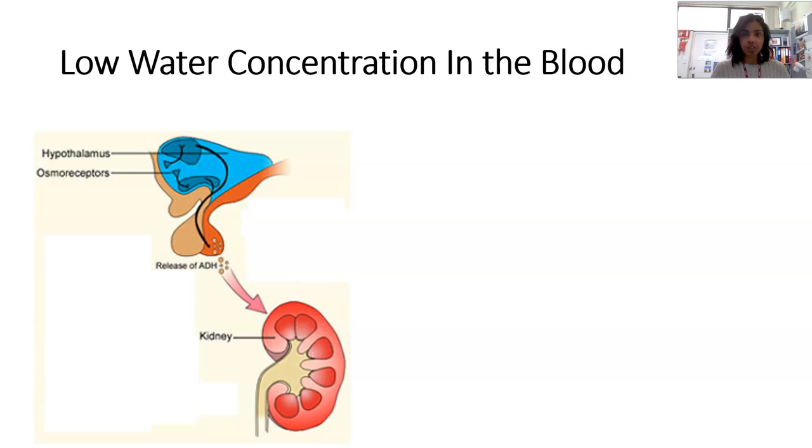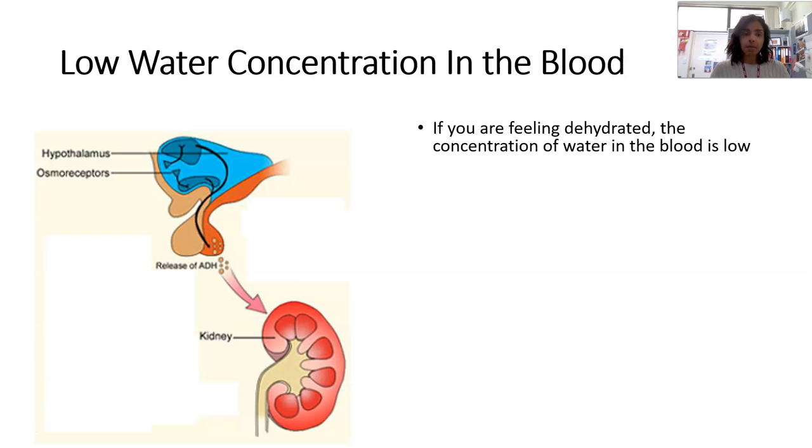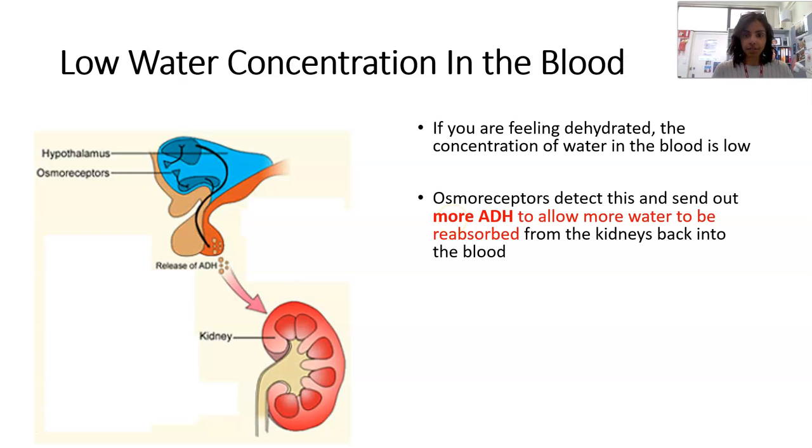If we look at the opposite situation here, we might feel dehydrated, you've gone a few hours without drinking, or you're standing out in the hot sun. The effect that any of these scenarios will have is that the water concentration of your blood is too low and you need to keep the water that you have. In order to keep the water that you have, the hypothalamus makes more ADH, it sends out more ADH from the pituitary gland. Therefore, more chemical messenger hormones tell the water to stay in the blood.